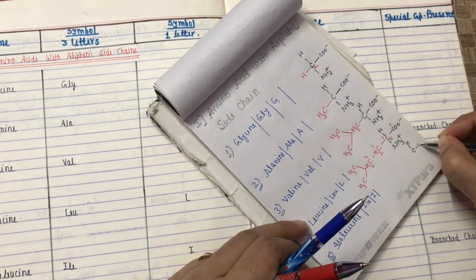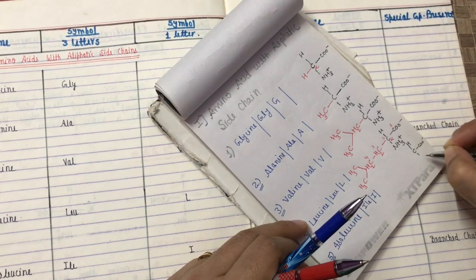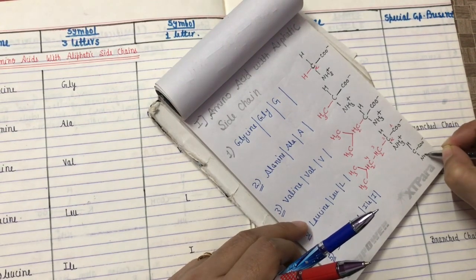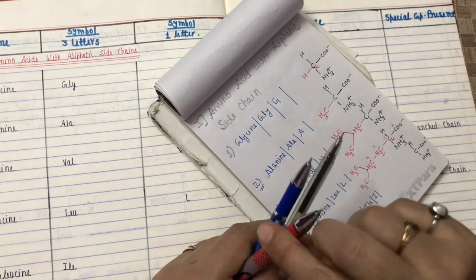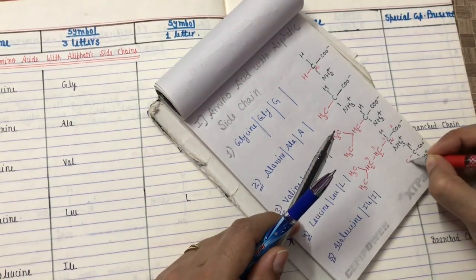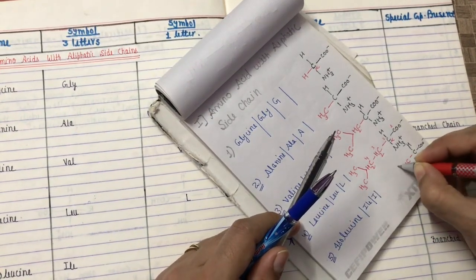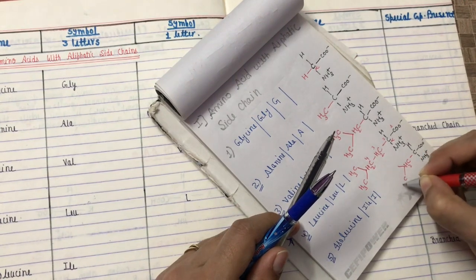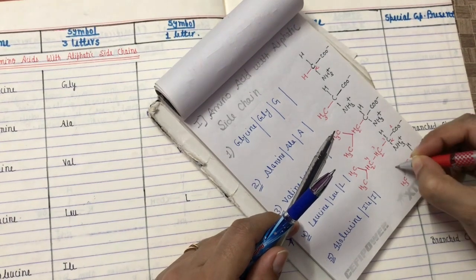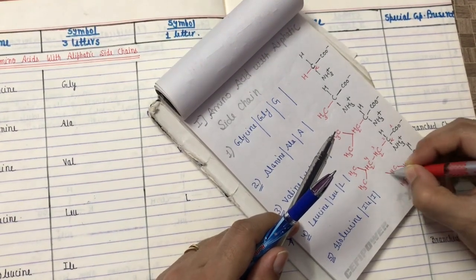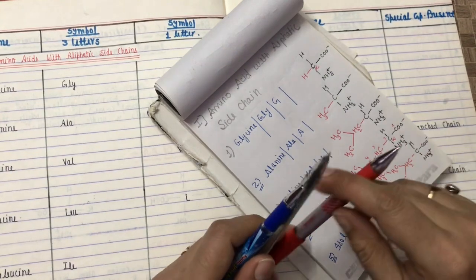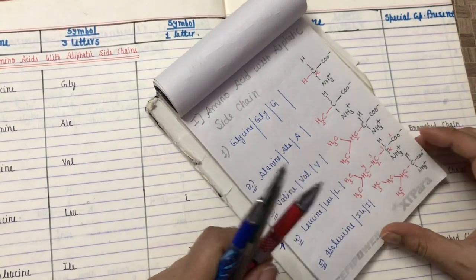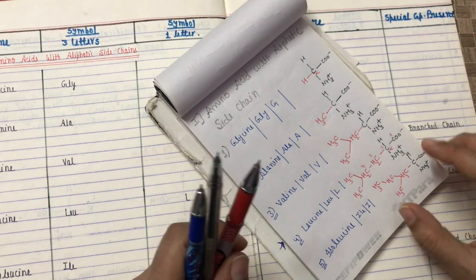hydrogen atom, COO negative ion, NH3 positive charge, and the side chain contains the branching. But the speciality of this branched chain is that isoleucine contains an asymmetric branch. Okay. This is the side chain of isoleucine. I hope you are learning and practicing with me.